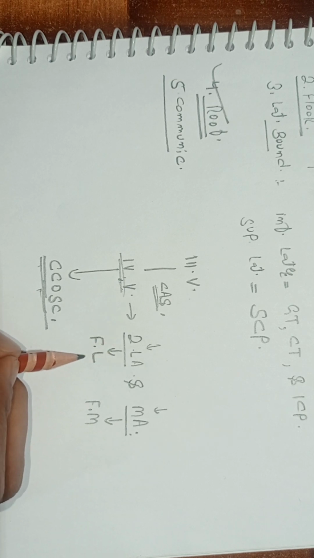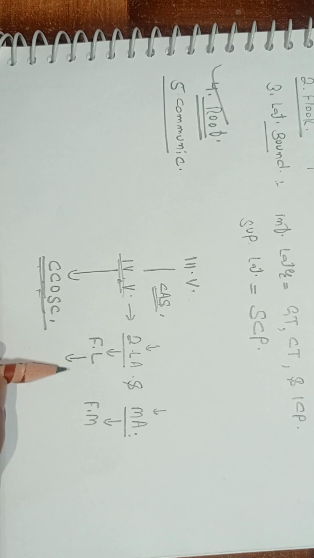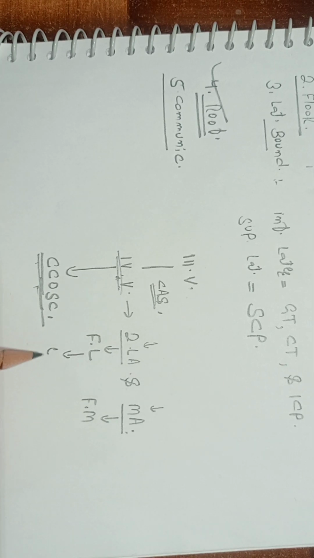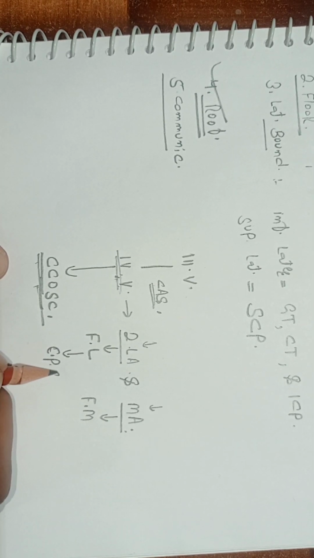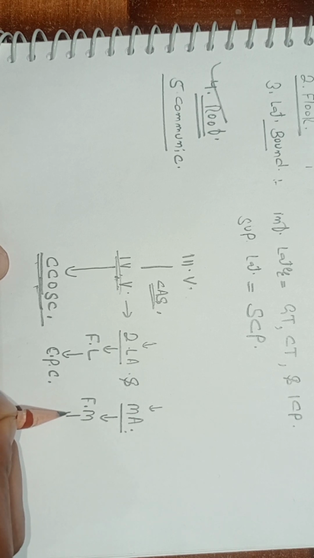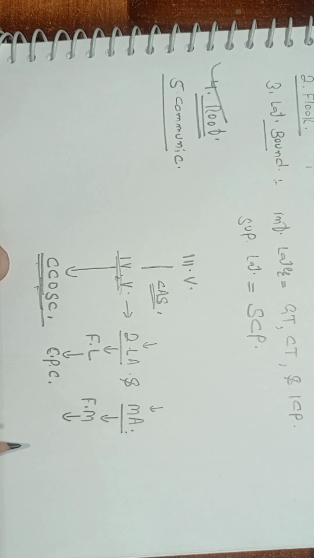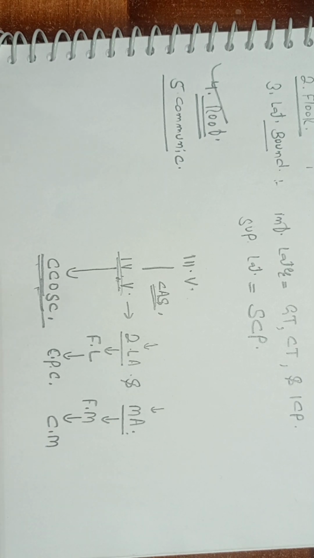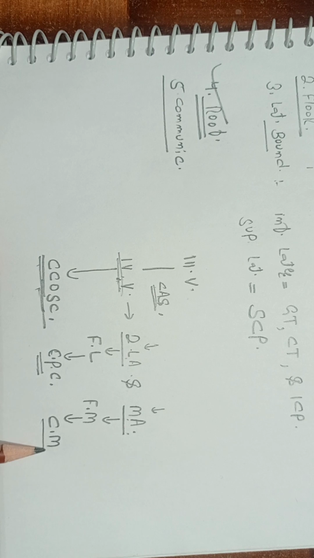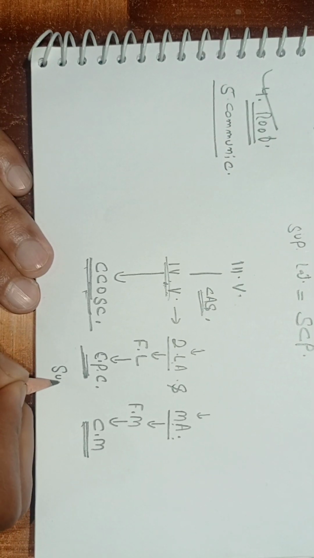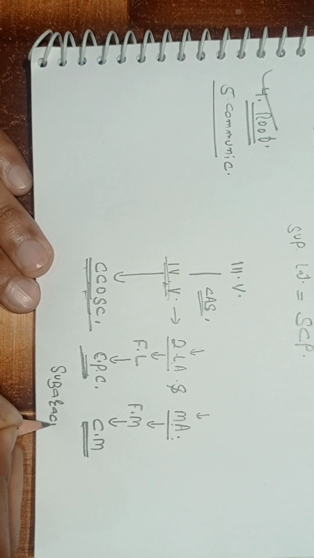So CSF from the foramina of Luschka goes to the cerebellopontine cistern, and from the foramen of Magendie, the median aperture, CSF goes to the cisterna magna. So CSF from the two lateral apertures goes to the cerebellopontine cistern, and CSF from the median aperture goes to the cisterna magna. What are the cisterna magna and cerebellopontine cistern? These are subarachnoid spaces.